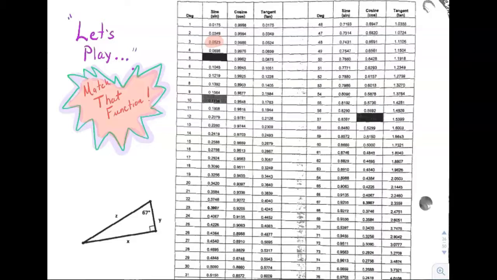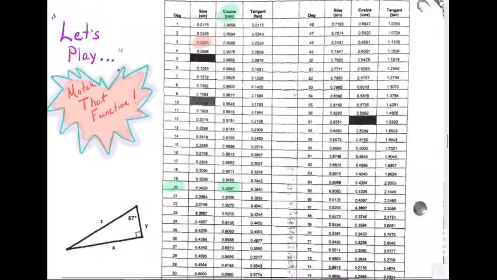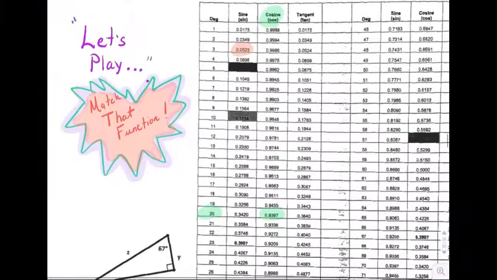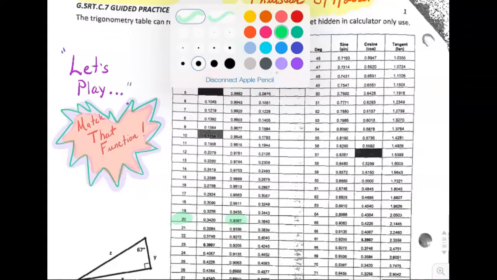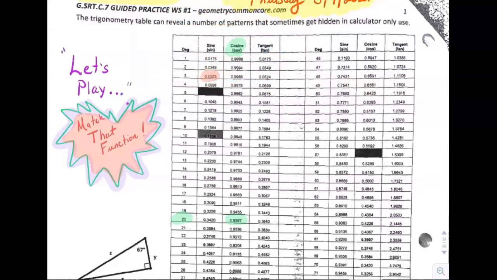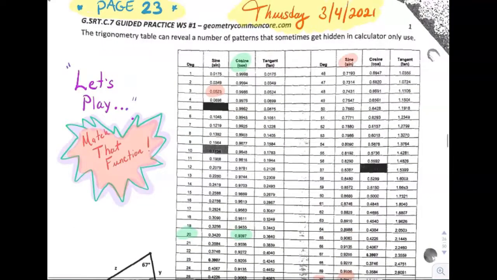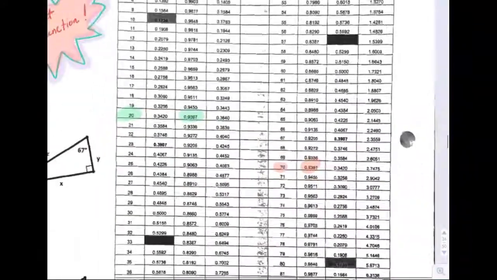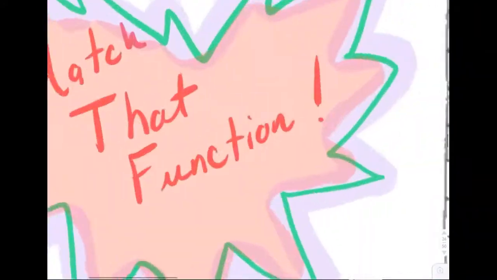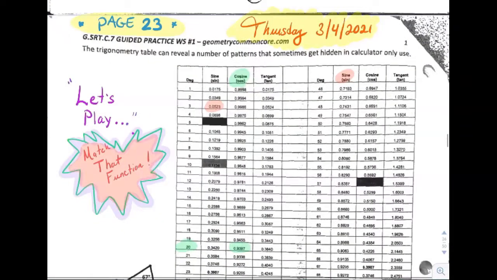Match that function. Okay, sure. They picked the cosine of 20. The cosine of 20 is 0.9397. So I can match that function. Cosine of 20, I'm going to go with the sine of 70. There it is, 0.9397. There it is again. How am I doing that? Because I know how to match that function. Let's take one more caller.